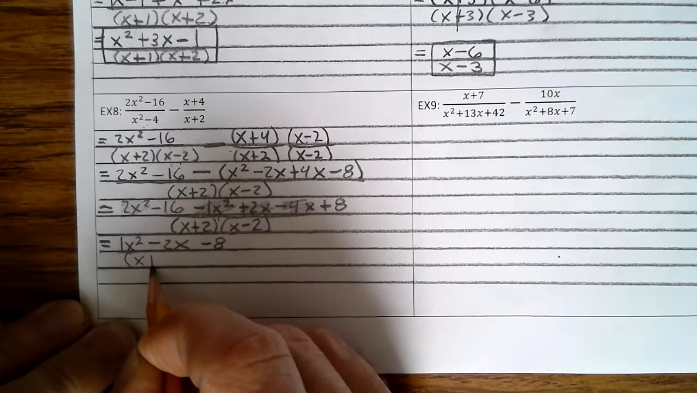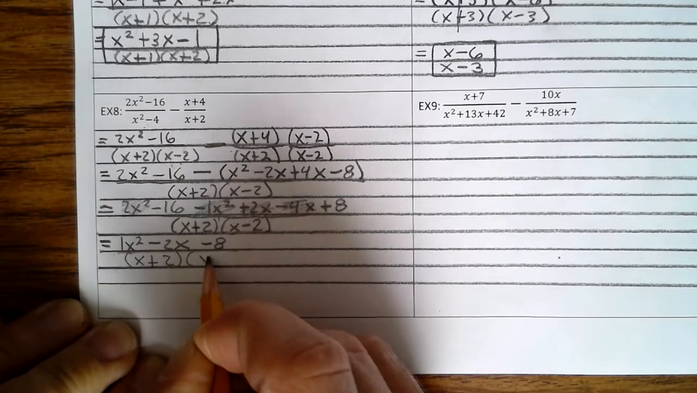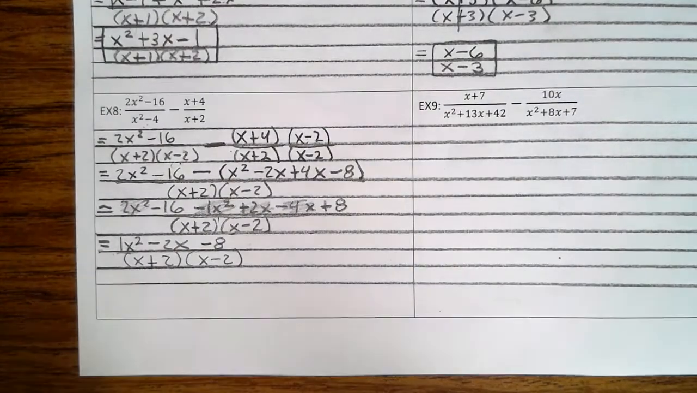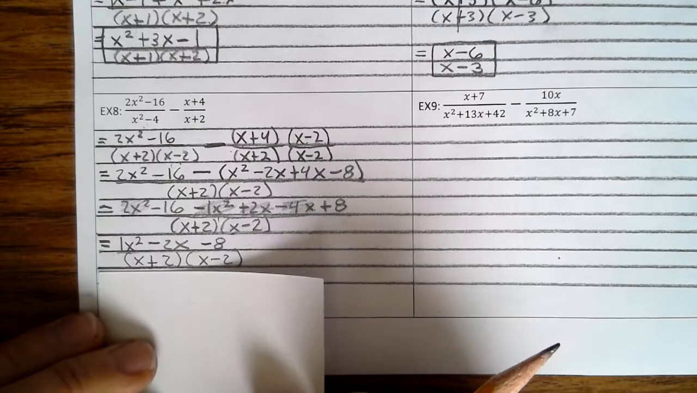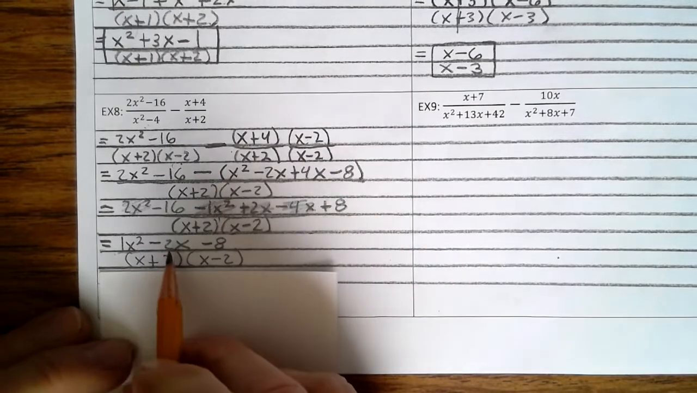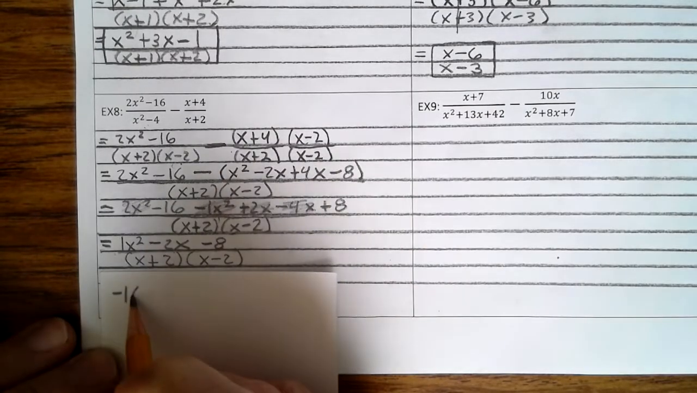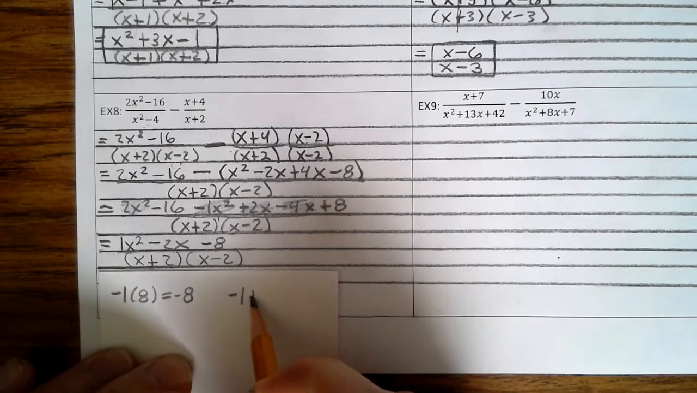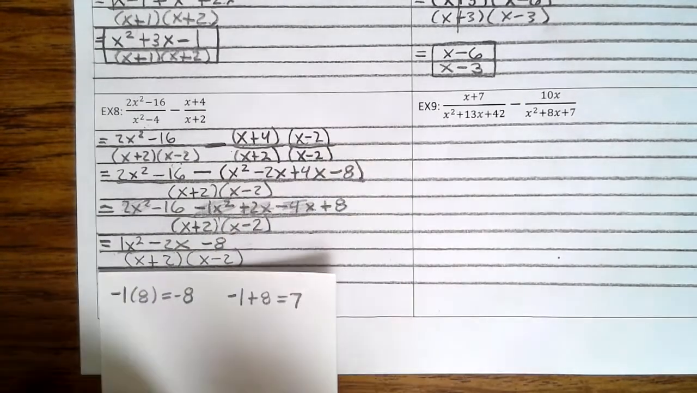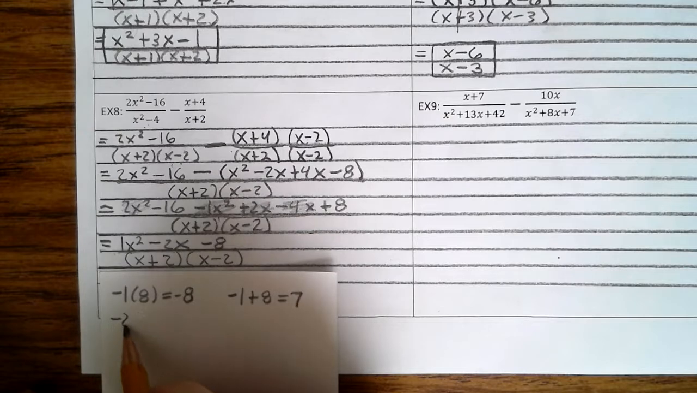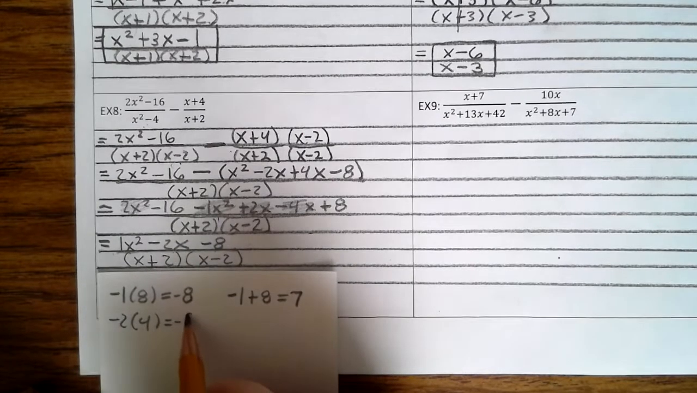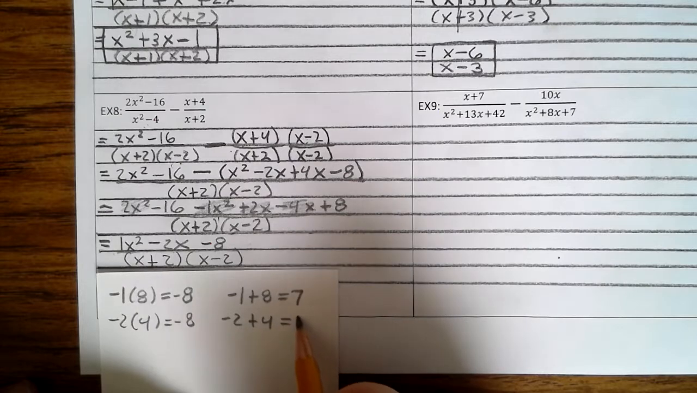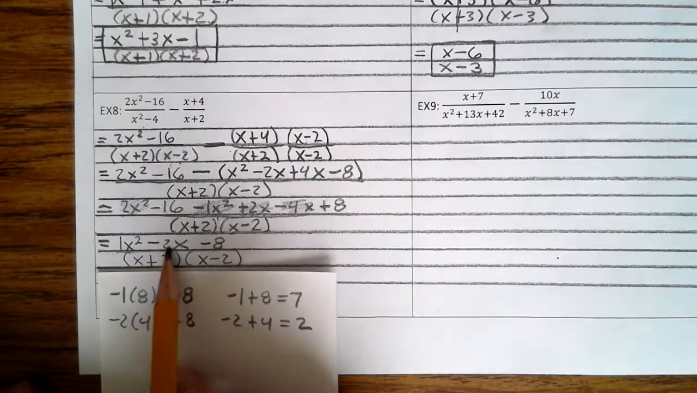So we need to find all the combinations to make negative 8 and combine to be negative 2. So negative 1 times 8 is negative 8. Negative 1 plus 8 is 7. That didn't work. Negative 2 times 4 is negative 8. And then negative 2 plus 4 is positive 2. That didn't work, but we got the 2, so we switched the signs. So 2 times negative 4 is negative 8. 2 minus 4 is negative 2. So our factors are 2 and negative 4.